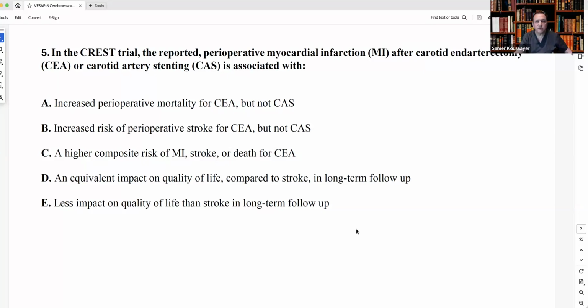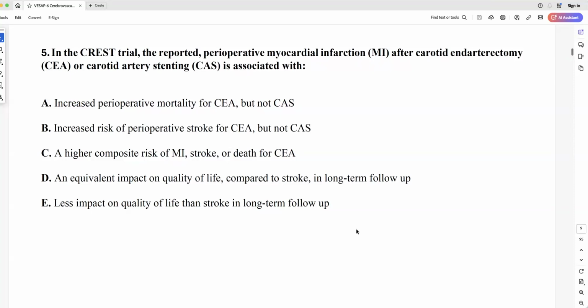Carotid mortality after carotid endarterectomy or carotid stenting associated with less impact on quality of life than stroke in long-term follow-up. Not answering, I don't understand the question. But what I know is that if you have a stent, you end up with an MI or a stroke, you have a worse quality of life than if you have surgery. So you have better quality of life after CEA. Omar, what do you think? Is there something I'm missing here?